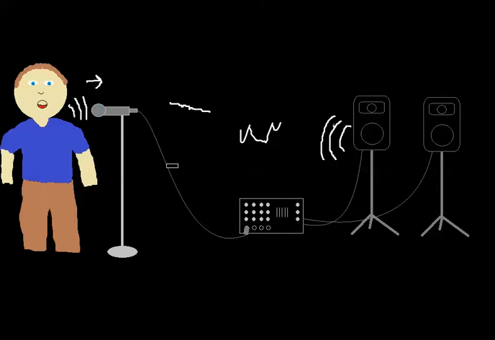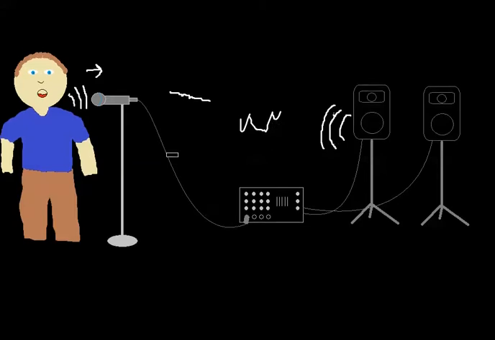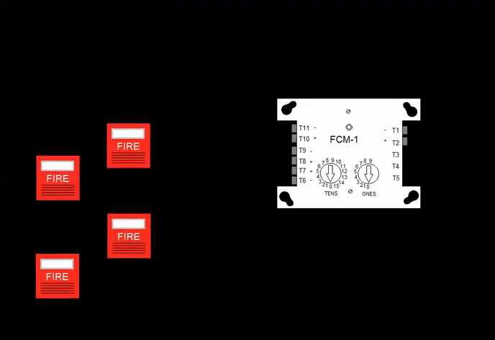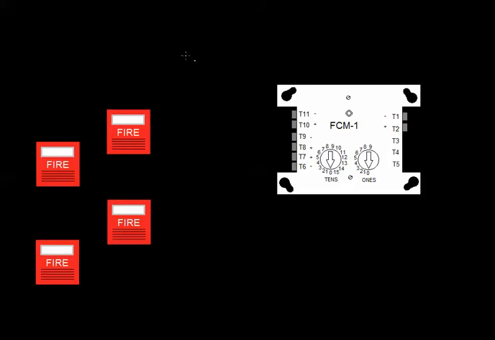The reason I'm explaining this is because in a voice system, you still use the same control modules to feed speakers. Now this drawing looks the same as the drawing at the beginning of the last video I did, but just imagine that these are no longer horn strobes.